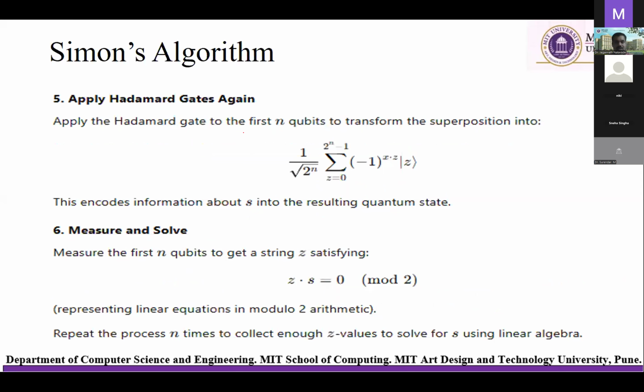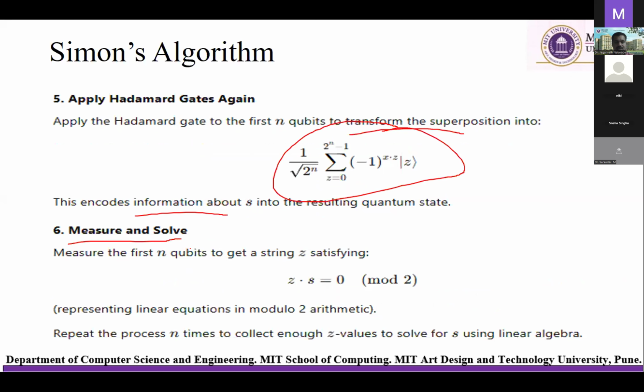Then apply the Hadamard gate again. After the UF function, again we will apply the Hadamard gate to the first n qubits to transform the superposition into this particular state. So this encodes the information about the s into the resulting quantum state.